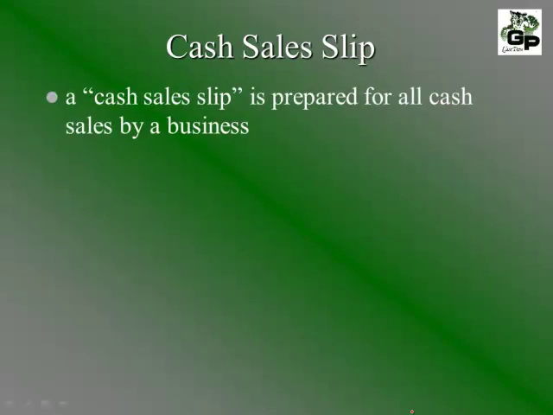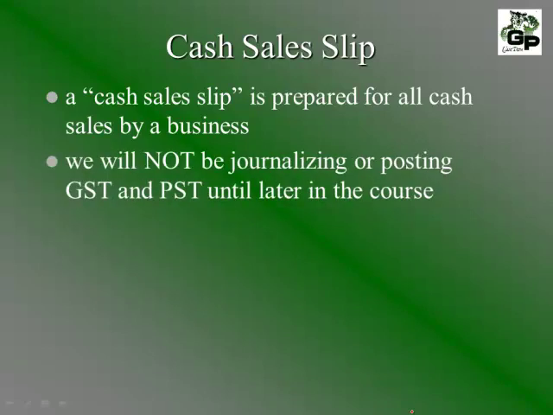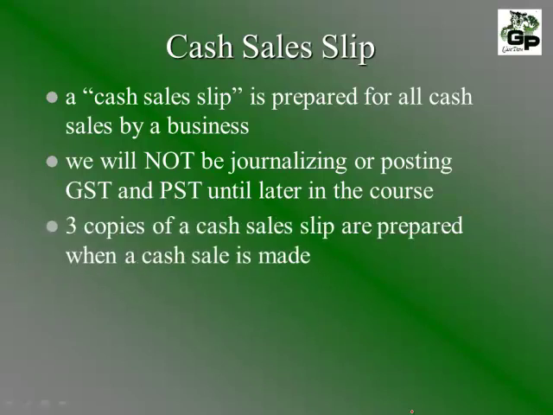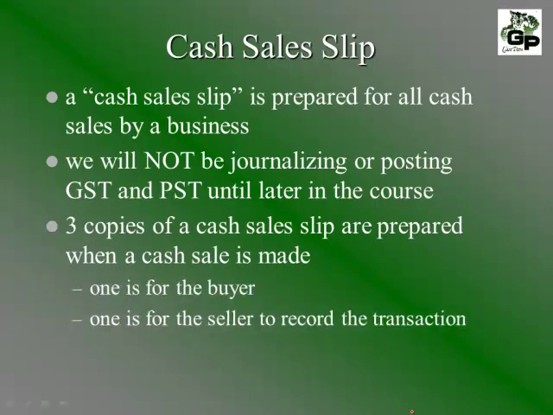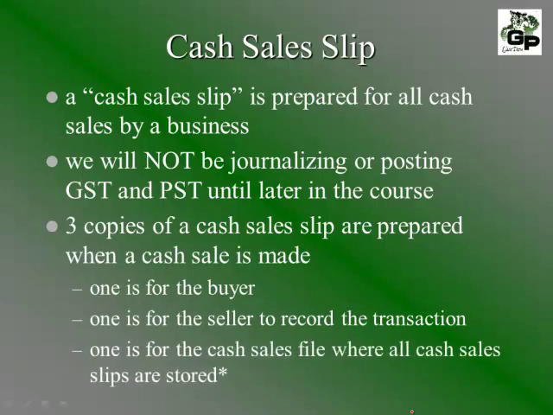The first type of document that we're going to talk about is the cash sales slip. It's prepared for all cash transactions, all cash sales by a business. We will not be journalizing or posting GST until later in the course, so we won't be concerning ourselves with GST and PST. 3 copies of a cash sales slip are prepared when a cash sale is made. 1 copy is for the buyer. 1 copy is for the seller to record the transaction, and 1 is for the cash sales file where all cash sales slips are stored.